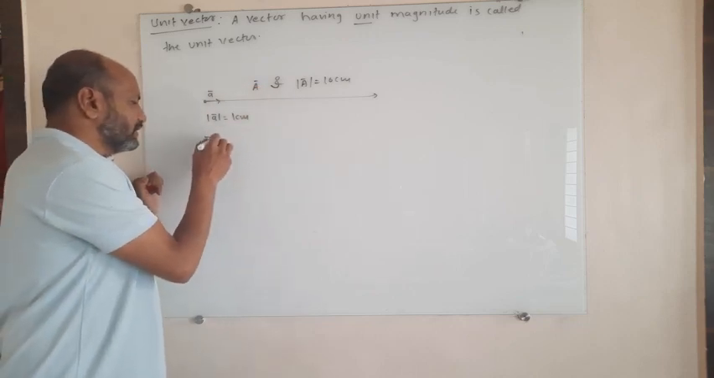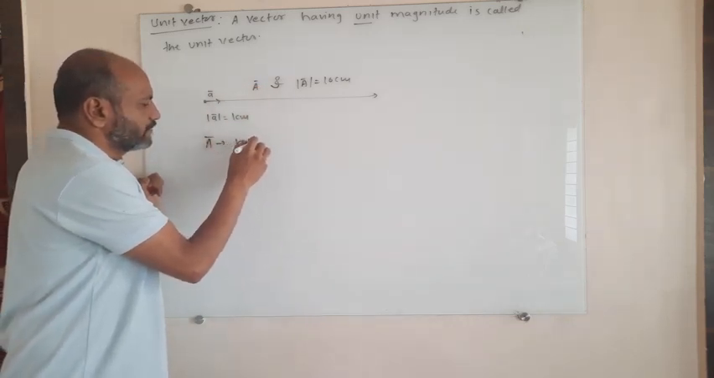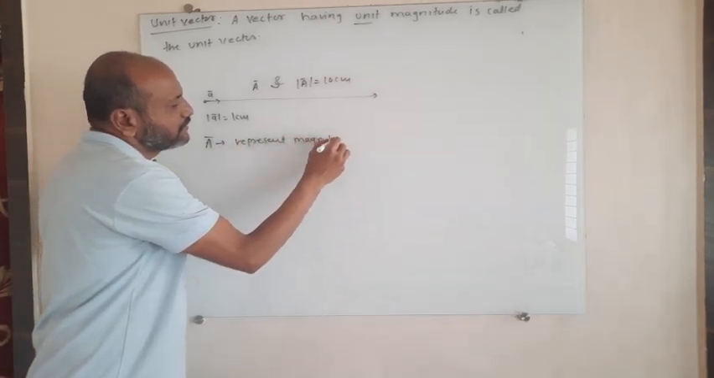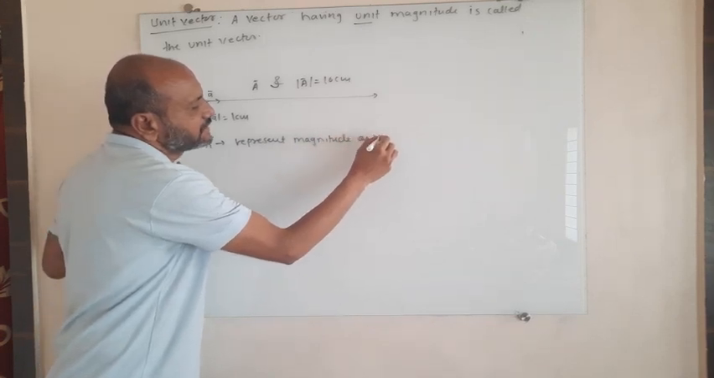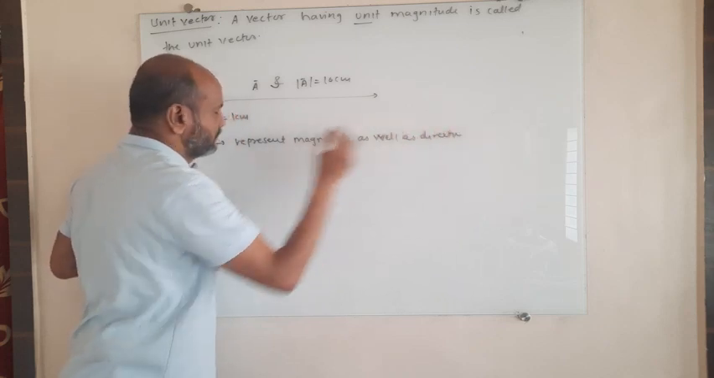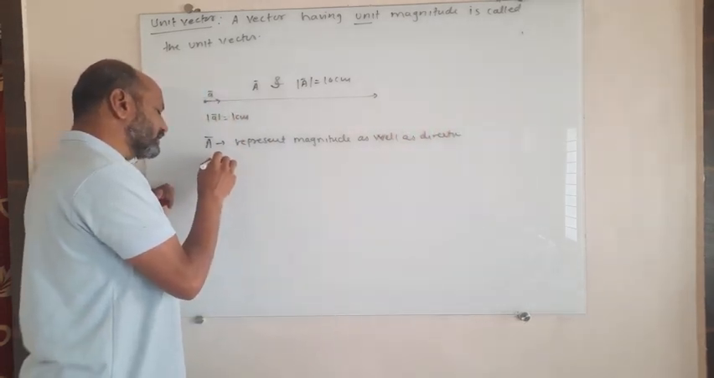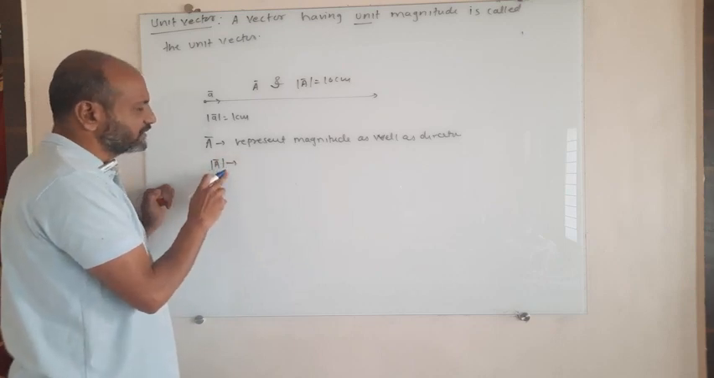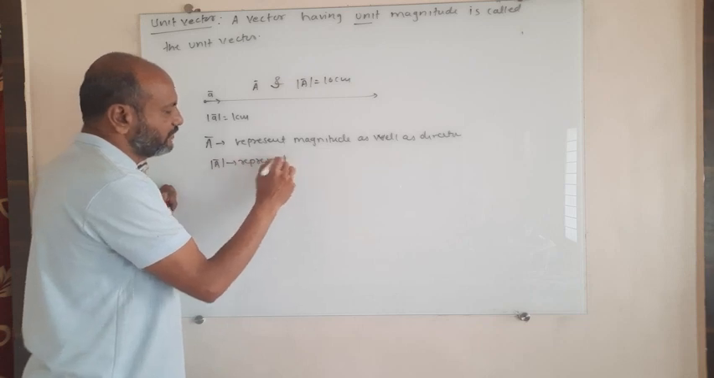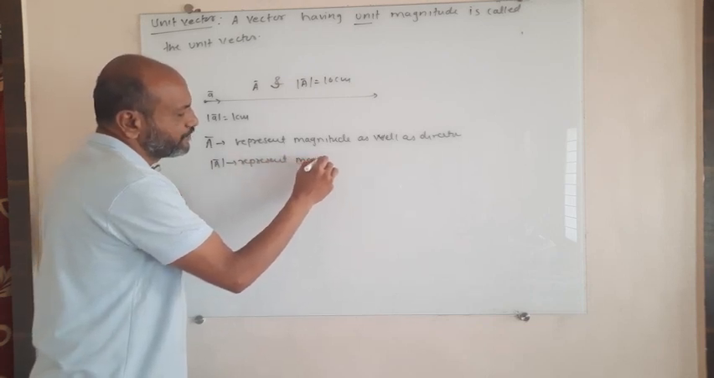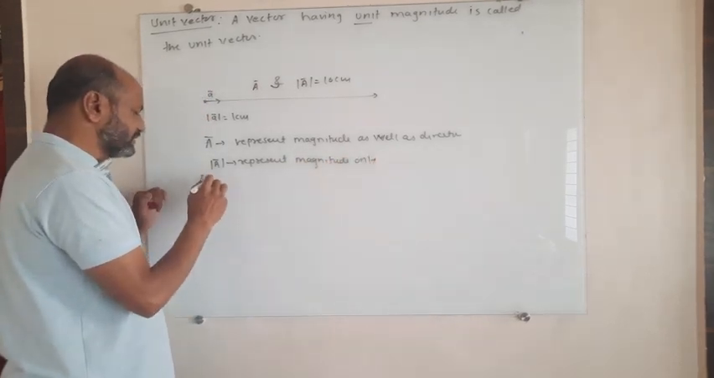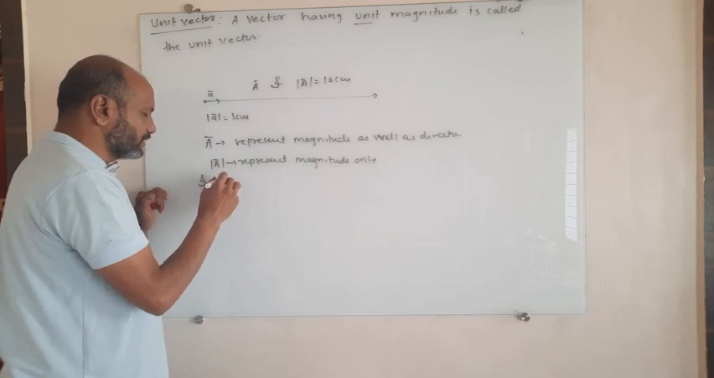Here A bar represents magnitude as well as direction, but mod of A bar represents magnitude only, and its direction is represented by A cap.